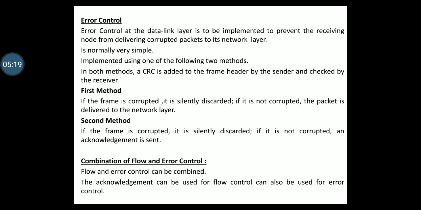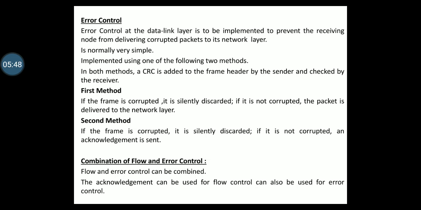In both methods, a CRC is added to the frame header by the sender and checked by the receiver. The first method is: if the frame is corrupted, it is silently discarded; if it is not corrupted, the packet is delivered to the network layer. Second method: if the frame is corrupted, it is silently discarded; if it is not corrupted, an acknowledgement is sent to the sender.